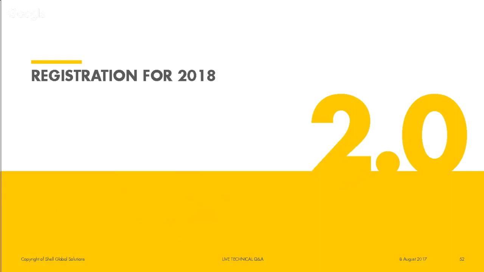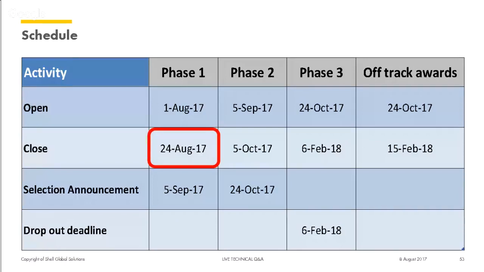Moving to registration. Just to note, the schedule is as follows. The closing date for Phase 1 in Asia is 24th August. So please take note of that date and the dates for Phase 2 and Phase 3.